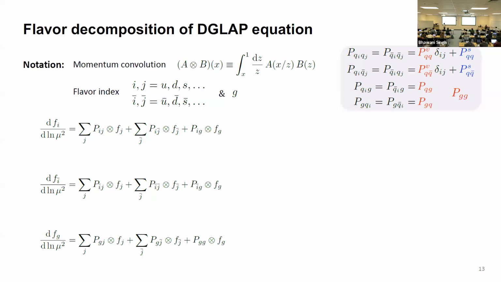The second term is the mixing with anti-quark. And the last term is the gluon. And a similar thing is for the anti-quark PDF. We have the mixing with quark, mixing with anti-quark, and gluon. And the last term is the gluon. We receive contributions from quarks, anti-quarks, and gluon.